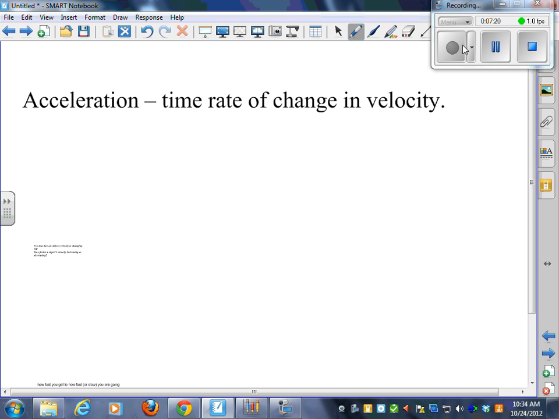Acceleration is defined as the time rate of change in velocity. Okay? That's like a technical kind of definition. Alrighty, so what does time rate of change in velocity mean? For there to be acceleration, there has to be a change in the... Okay, Alex is saying for there to be acceleration, there has to be a change in the speed.